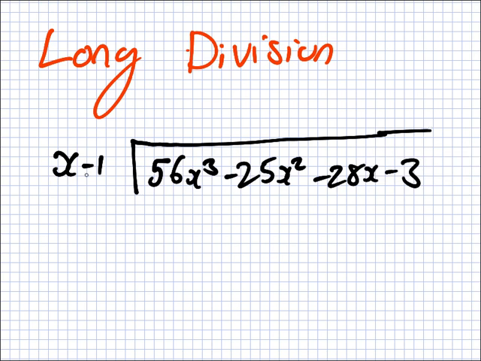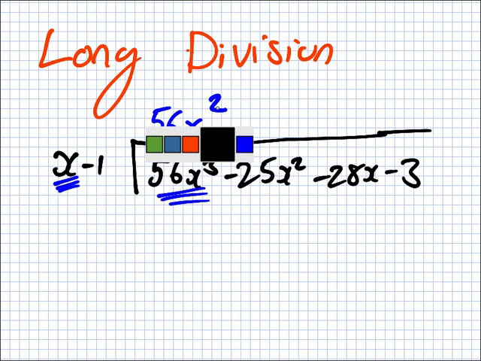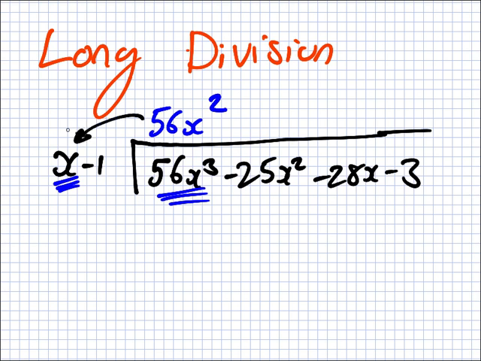What you do first is you look at the first term here and the first term here, and you decide, what do I multiply this by to make it become this? 56x squared. That's the first step. Then you carry out the multiplication. So obviously 56x squared by x gives us 56x cubed, and then 56x squared times minus 1 gives me minus 56x squared. That's the second step done.